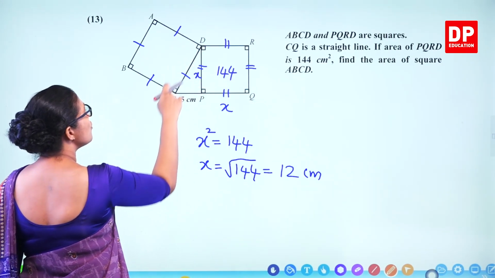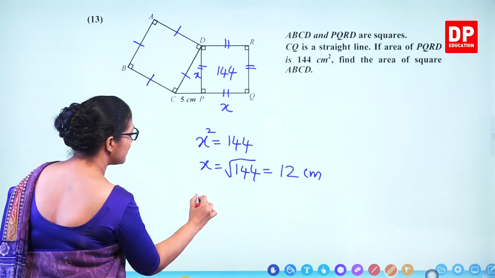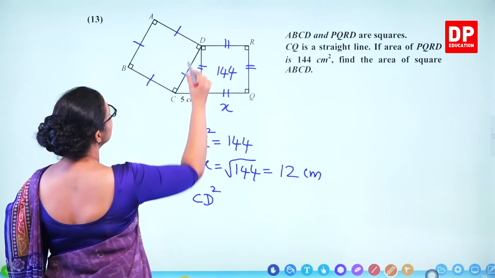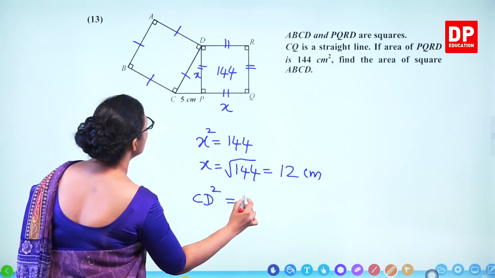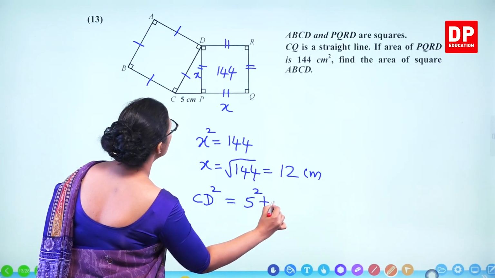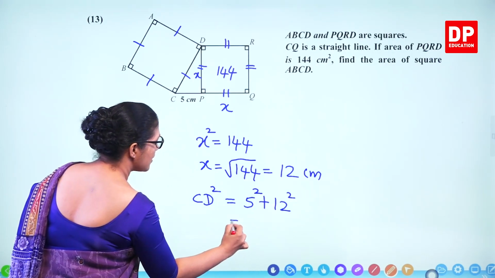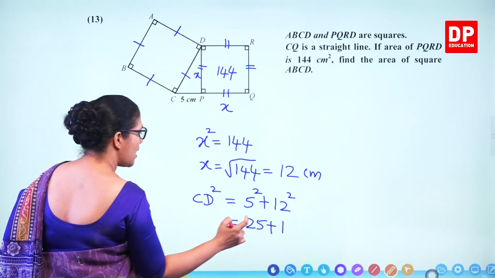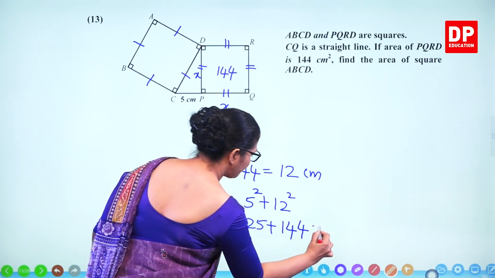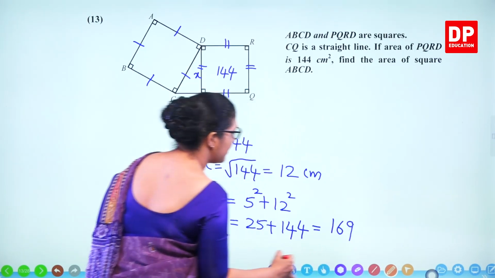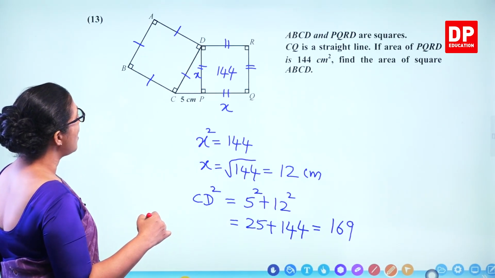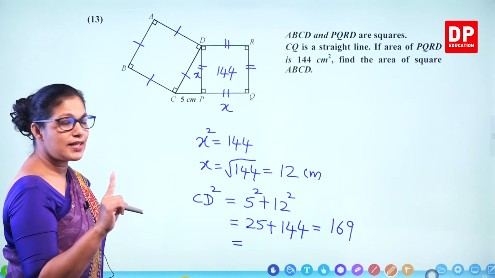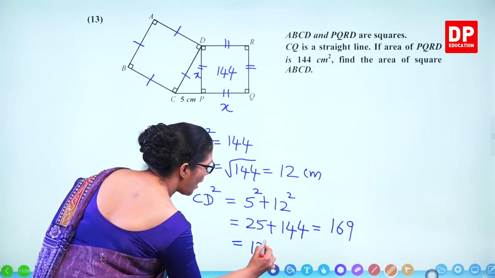This is 5. So you can find the CD length. Again, you can use Pythagoras theorem. CD squared, that's the hypotenuse, is equal to 5 squared plus 12 squared. So 25 plus, here 12 squared is 144, 169. So 169 means, what's the square number? 13 times 13, 13 squared.